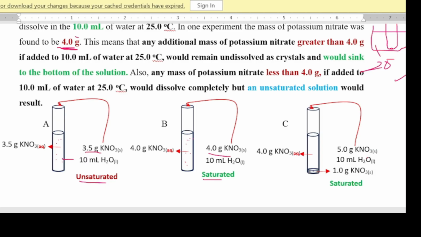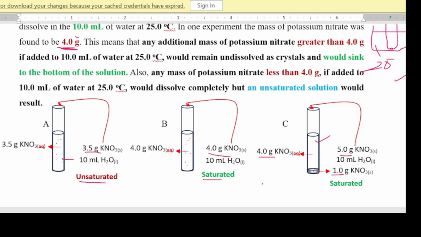Another guy goes now and puts inside 5 grams of potassium nitrate. We know you can only dissolve that amount at 25 degrees Celsius, right? So what will happen? Doesn't matter how much you try to dissolve that, as long as you don't raise the temperature, you're going to get some solid potassium nitrate at the bottom here, and that will be 1 gram. But the solution is still saturated, only you have some excess potassium nitrate.